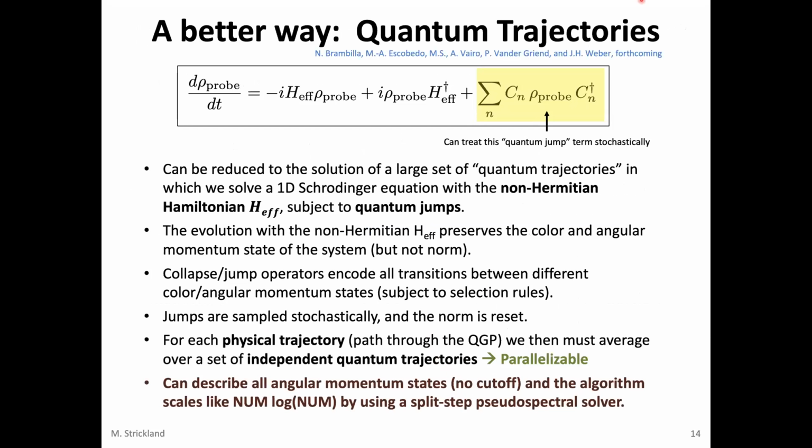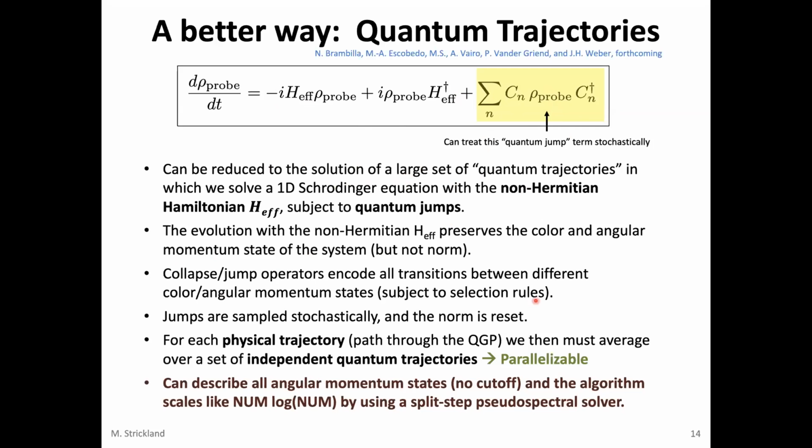The approach that we followed in the paper that's coming out soon is to instead follow something from the open quantum systems literature, which is called the quantum trajectories approach. In this approach, you treat this final term essentially stochastically, right? So we're going to evolve the system with this non-Hermitian Hamiltonian, and then with a well-defined set of rules, we apply these jump operators. As a result, you can reduce this whole problem to solving a one-dimensional Schrodinger equation with this non-Hermitian Hamiltonian, and then stochastically sampling these quantum jumps.